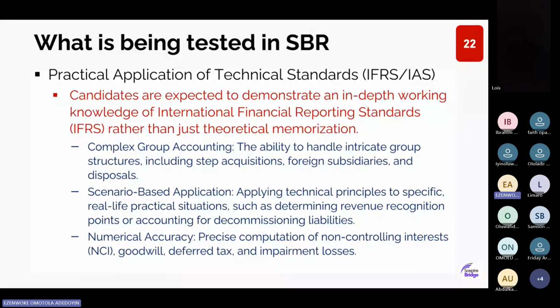And of course, your numeracy, accuracy, yes, precision in terms of your computations of NCI, goodwill, and all of the other adjustments that might present here. So please take your time. Consolidation is compulsory. Take the time to know it, so that you're good.